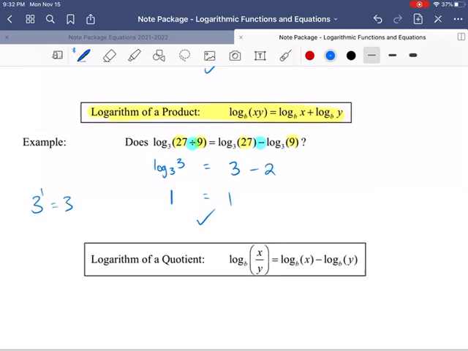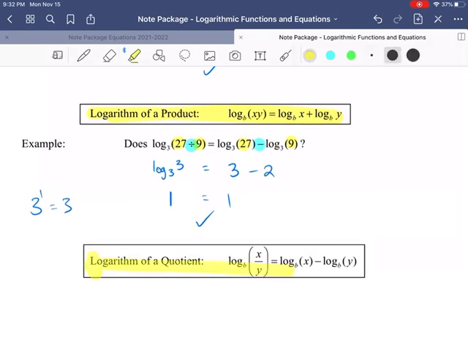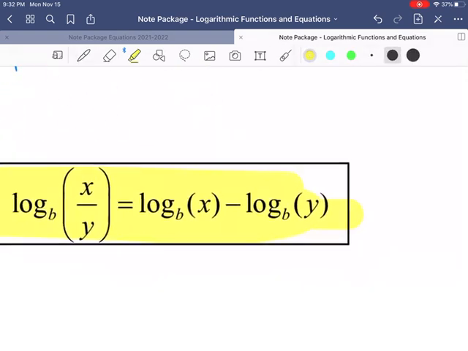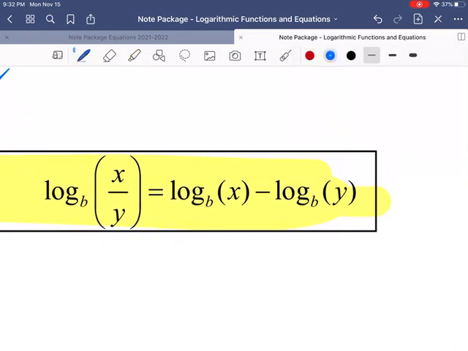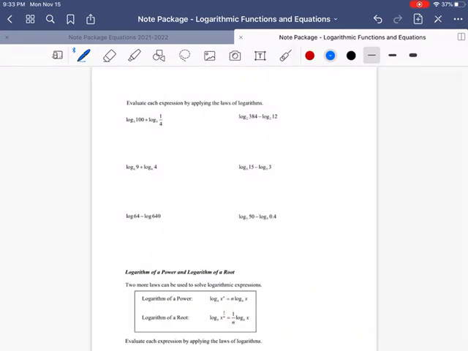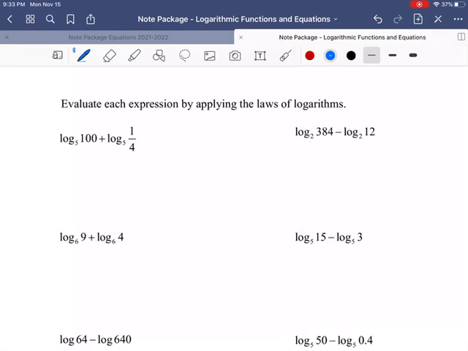So in fact, it follows that the logarithm of a quotient, meaning you're dividing two factors, you take the logarithm of the numerator and subtract the logarithm of the denominator. So let's try some here. Evaluate each expression by applying the laws of logarithms. Well, this is addition, so it's telling me that we need to multiply those things. So let's create one logarithm.